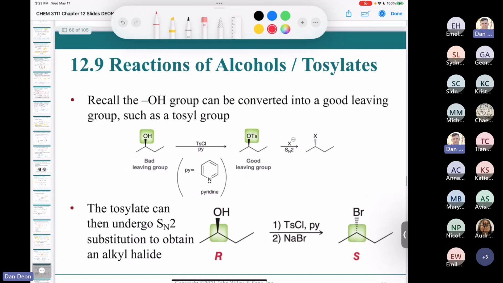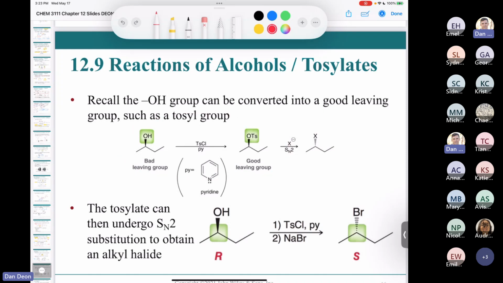All right, you guys remember the tosylate group? I know you remember the tosylate, right? If we want to convert an alcohol into a good leaving group, well, you can do a protonation to convert it into an oxonium, but you can also convert it into a tosylate using tosyl chloride and pyridine. That's what's being shown right here.